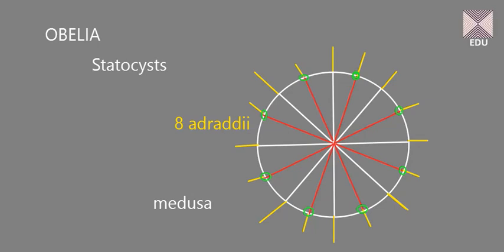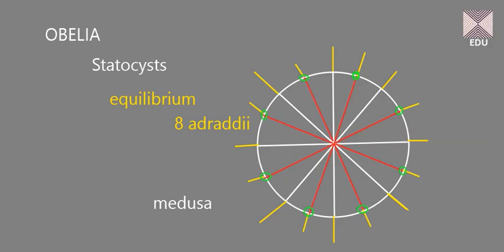So students, as a whole, we can give the number of the statocysts. These are 8 in number. Now if we have to give the position, they are present on the base of the adradii tentacles. So statocysts are also 8 in number. So what is the function of the statocysts? They help in the equilibrium of this medusa when it is swimming in water.